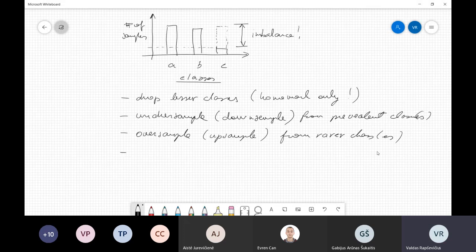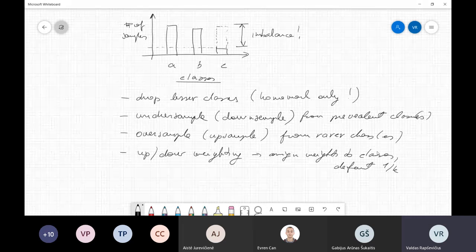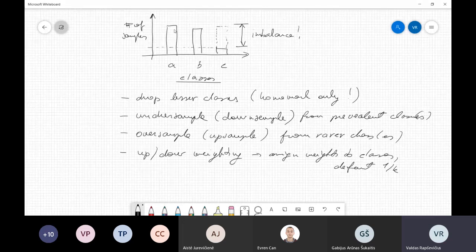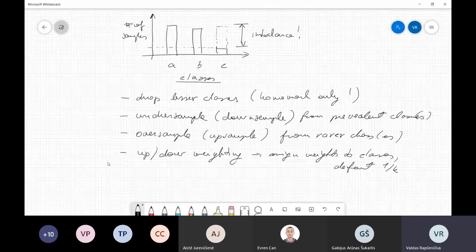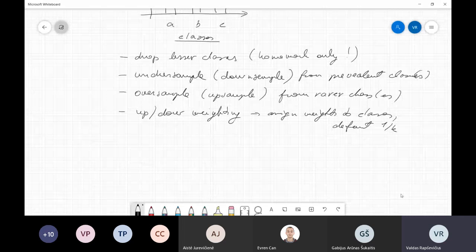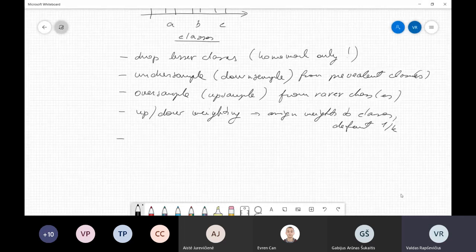The other possibility, which can be used with some algorithms, is up or down weighting. Some algorithms, even modifications of logistic regression, allow weights to be assigned to the classes, right? So you can assign weights to classes. Usually, the default weight is just 1 divided by k, but you can change that. The lesser class would gain more weight, or the prevalent classes would gain less weight. Not all of the algorithms take that; some do, some don't.